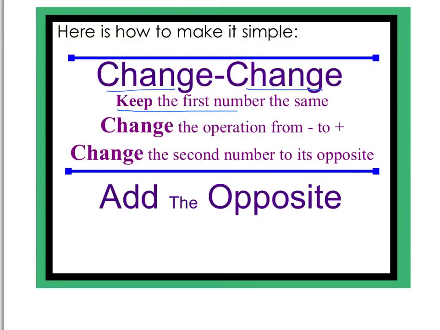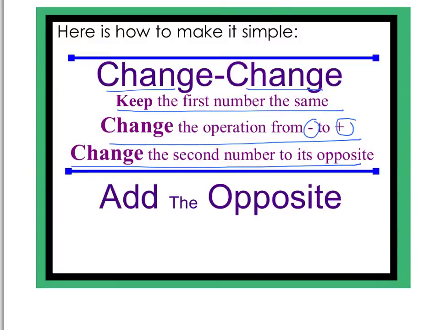That means I keep the first number the same. I change the operation in the problem from a minus to a plus, and then I change the second number to its opposite. Another way of saying the exact same thing, so it's not two different methods, it's the exact same thing, just different words, is to add the opposite, which is telling me I'm changing from minus to plus and I'm changing to the opposite of the number.